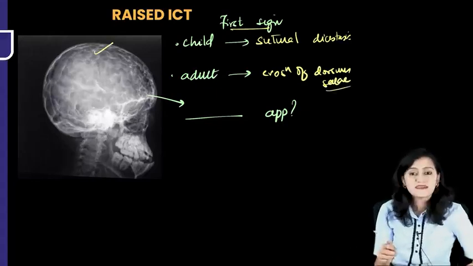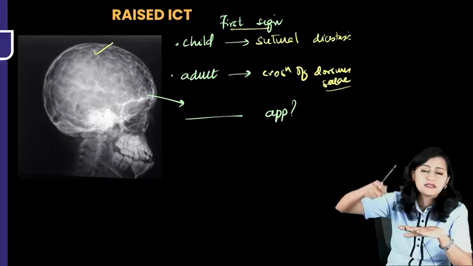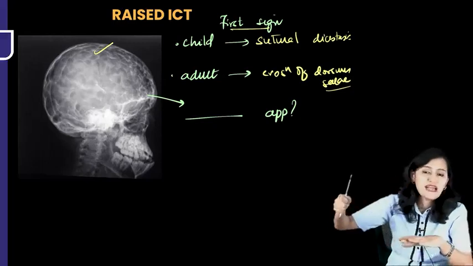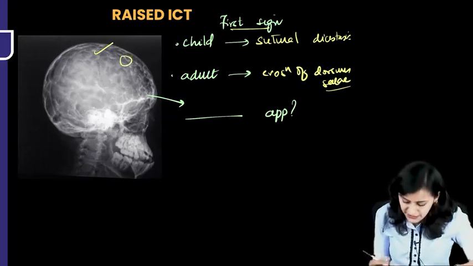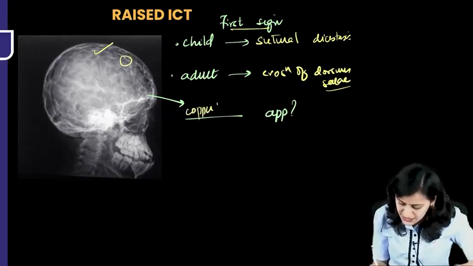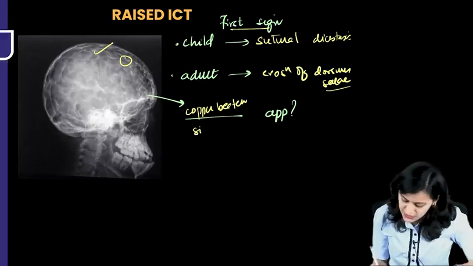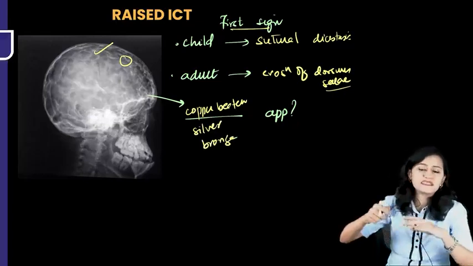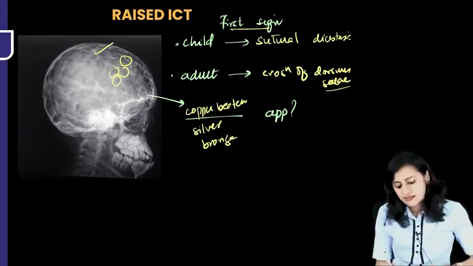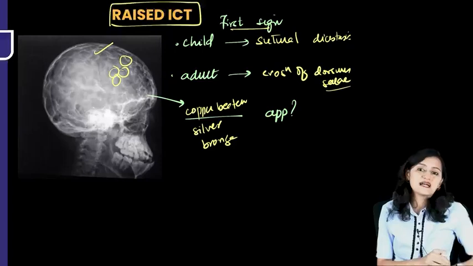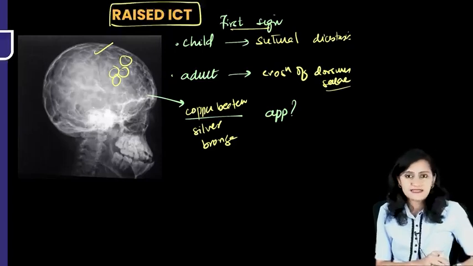What is this appearance in raised ICT? This is like a copper sheet which is beaten with a hammer. So imagine the raised ICT beating on the skull, that is giving this copper beaten appearance of the skull. This is also called silver beaten or bronze beaten. So any beating basically giving this prominent markings on the skull. This is a feature of raised ICT.